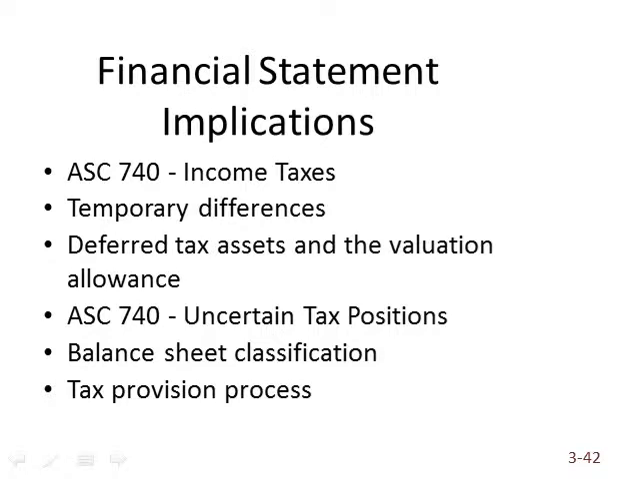Okay, so we've talked off and on so far about this idea of temporary tax differences and permanent differences. We talked about deferred assets. All of these subjects have implications for our financial statements, and these implications are covered by the Accounting Standards Codification, or ASC 740, which is issued by the Financial Accounting Standards Board, or the FASB.